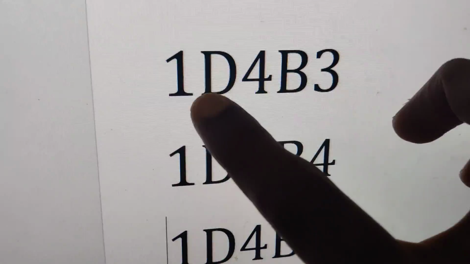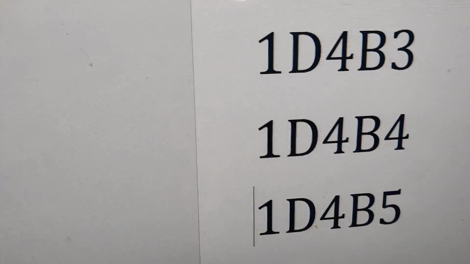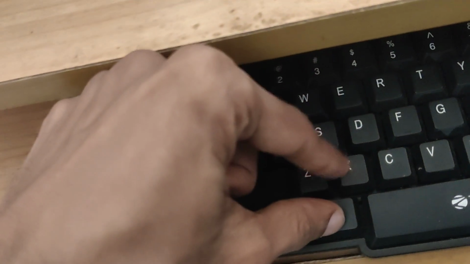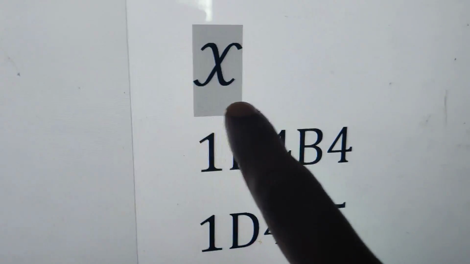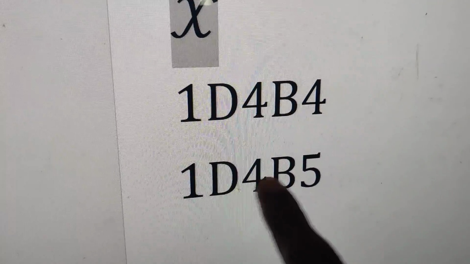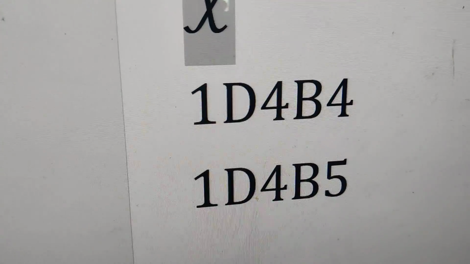Okay, once again I tell the code: 1D4B3. So after typing 1D4B3, and after that if you press this Alt key and S key, these two keys at the same time, you can see that X. Similarly for Y, you must use 1D4B4, and for Z cursive you must use this 1D4B5.